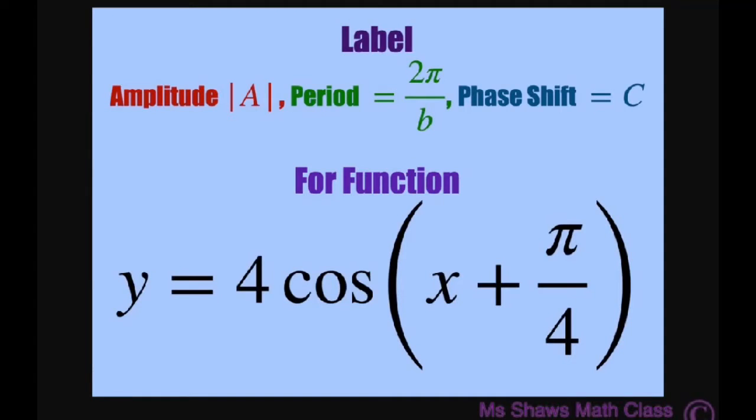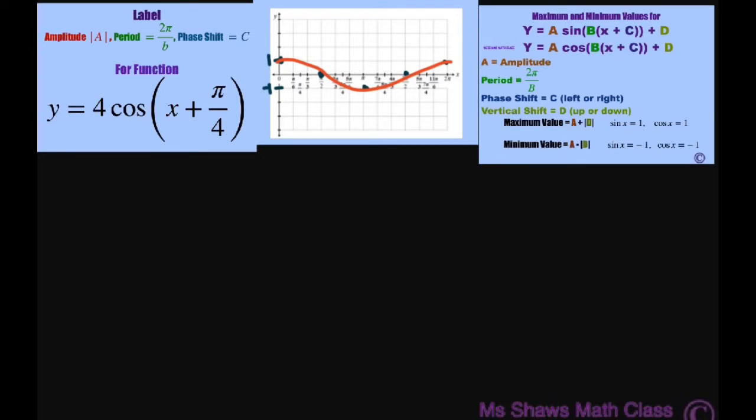Everyone, we are going to label the amplitude, the period, and the phase shift for our function y equals 4 times cosine of x plus pi divided by 4. All right, we're not supposed to sketch it, but I did a little sketch. There's your parent function cosine with amplitude 1. This amplitude is 4, so our amplitude is 4. You're really supposed to do the absolute value of that and get 4.